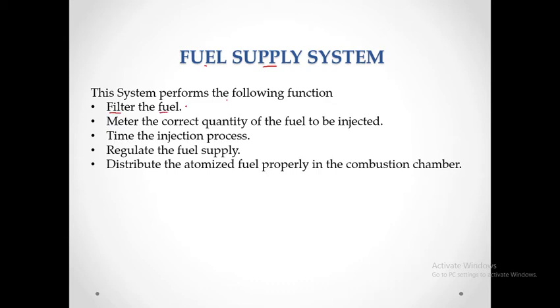So what we are doing in the fuel supply system is filtering the fuel, then metering the correct quantity of fuel to be injected. That means how much fuel will be injected can be metered using the fuel supply system. Then we time the injection process and regulate the fuel supply. Then we distribute the atomized fuel properly into the combustion chamber, so that proper mixing of the air and fuel is done in the combustion chamber.